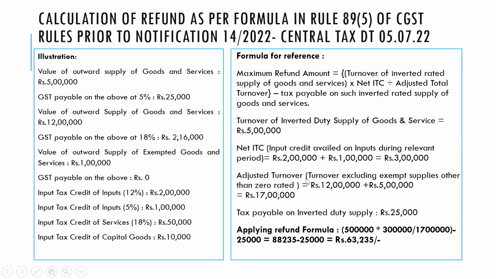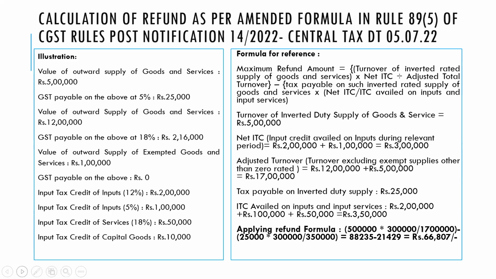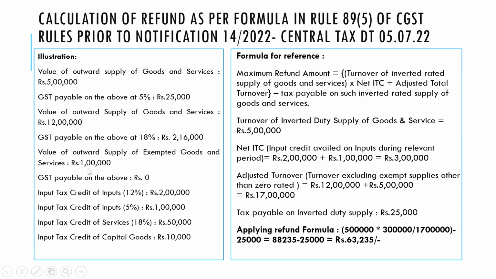And then adjusted total turnover. Adjusted total turnover means total turnover minus exempt supplies. Here the total turnover is 12 plus 5 plus 1, and out of that the exempted turnover should be reduced. So your net adjusted turnover comes to 12 plus 5, that is 17 lakhs. Then tax payable on inverted duty supply, which is 5% in this case, that is 25,000.